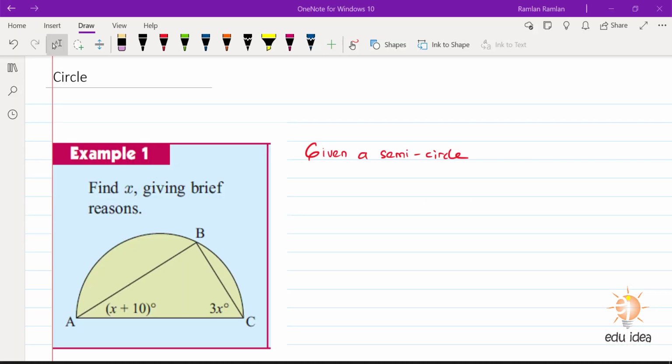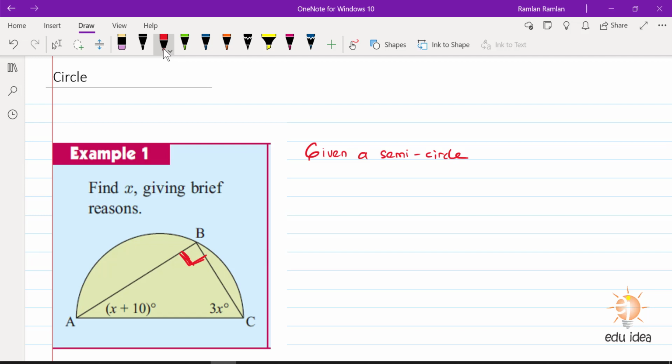Okay, so from our investigation, we can use that theorem to solve this question. Example 1: find x, giving a brief reason. Here we have a semicircle, and this angle at A is x plus 10, this angle is 3x, and we don't know this angle. Based on our investigation, this is a semicircle, so as we saw in the previous investigation, this is always going to be 90 degrees, like this.